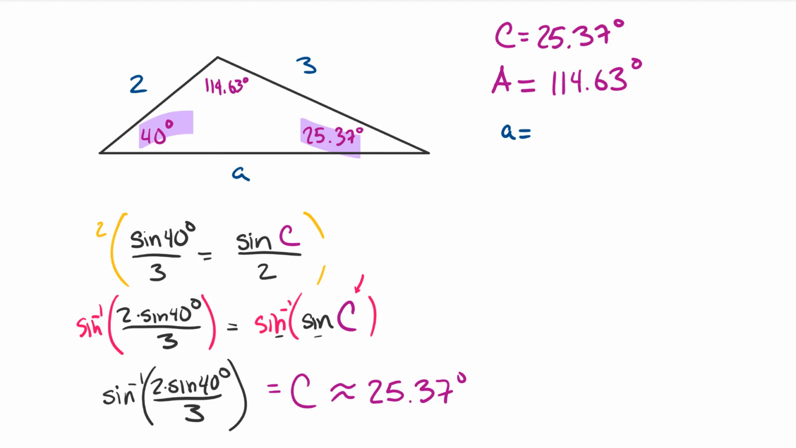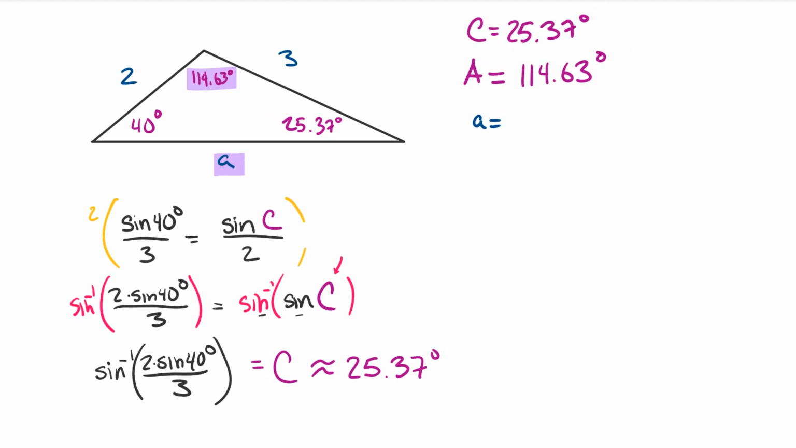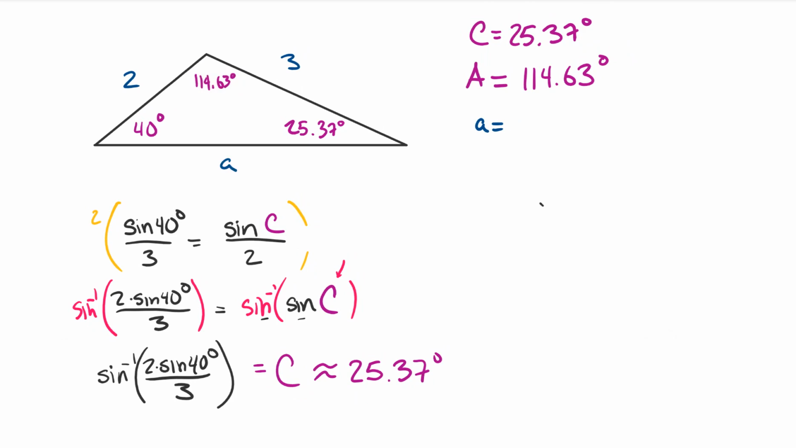We now have all of our angles. Now we needed to get this angle so we could get that side. Now we're right back to that process we did in the first one. So we're going to say sine of 40 over 3, that same common ratio we used at the very beginning, is equal to the sine of that 114.63 that we found over that side A. Now we need to get that side A, and we'll do that cross multiplication like we've done before.